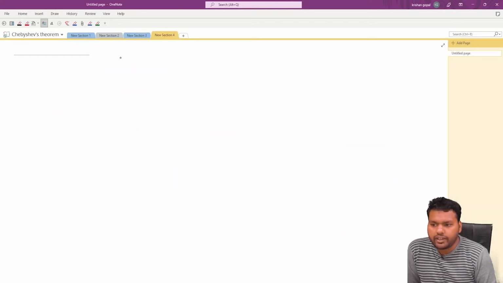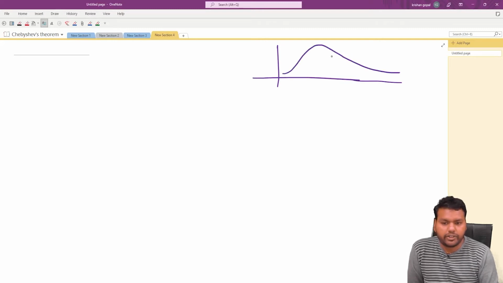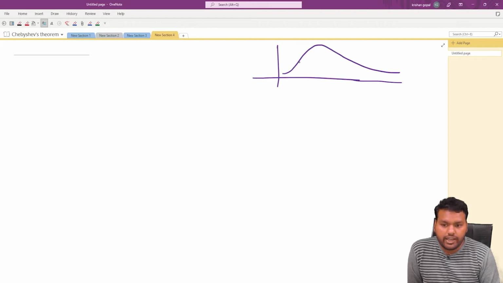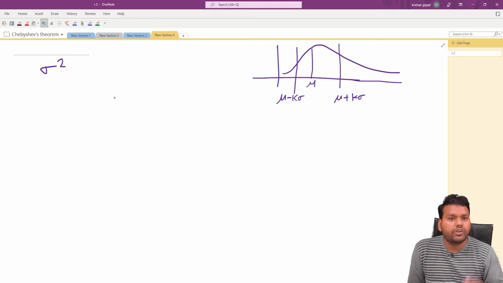Let's suppose I have a distribution whose shape is like this, and I don't know what distribution it is, and it has two bounds. Suppose its mean is here. So I can say mu minus k sigma is here and mu plus k sigma is here. To talk about the Chebyshev inequality, one of the most important things is the standard deviation, and the square of the standard deviation, sigma square, is called the variance. So how do we derive the variance?